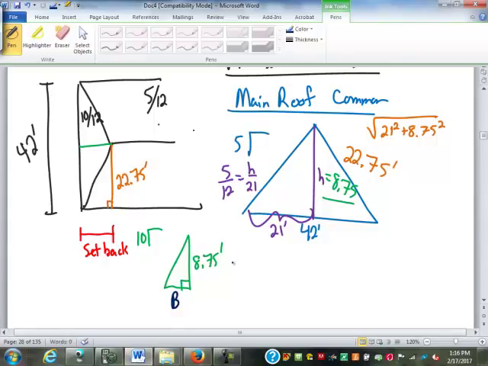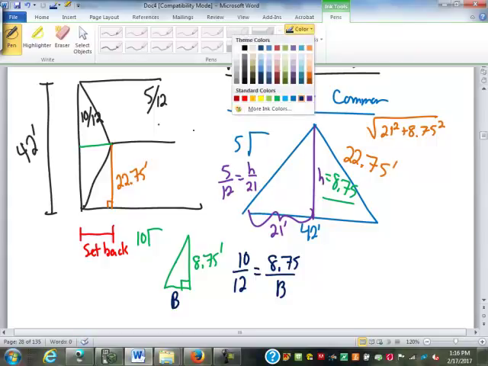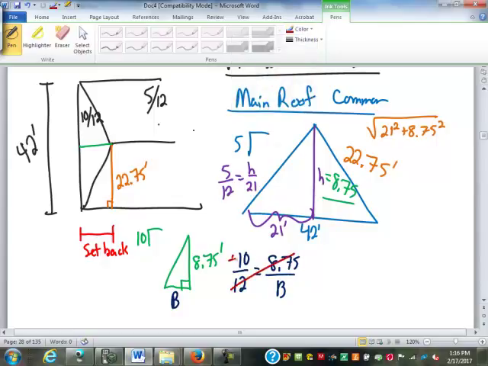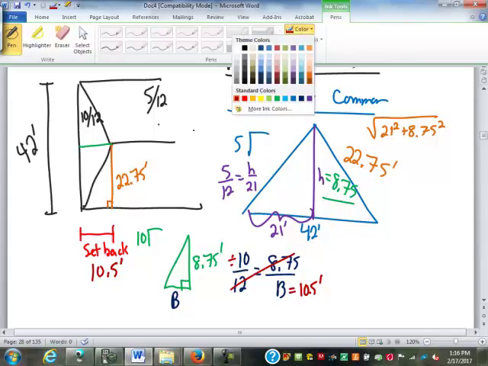How do I find that? Well, 10 over 12 equals 8.75 over that run of B. The setback is the run. Cross multiply and divide, we get 10.5. Does that work? Now, how many of you actually got the setback at 10.5? Do you want me to give you a few minutes to go from there? I will pause and let you guys go from there for a minute.